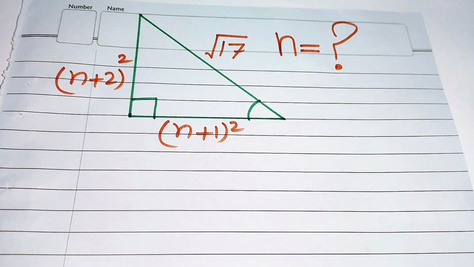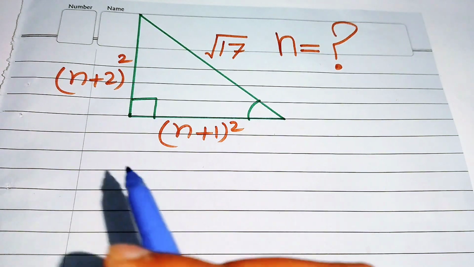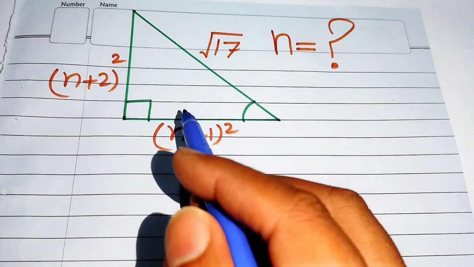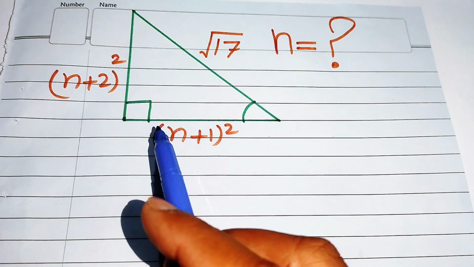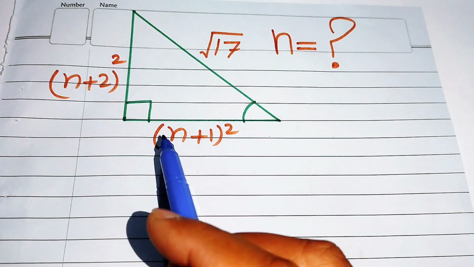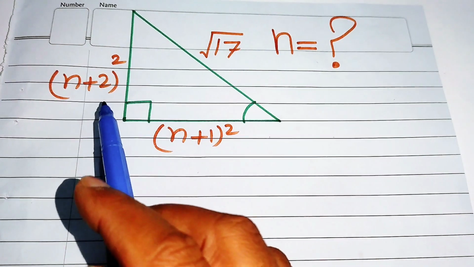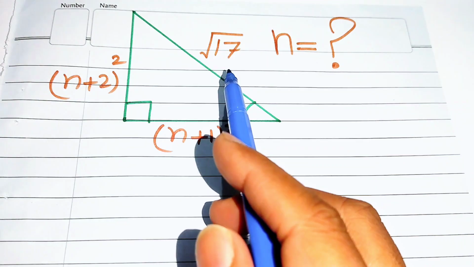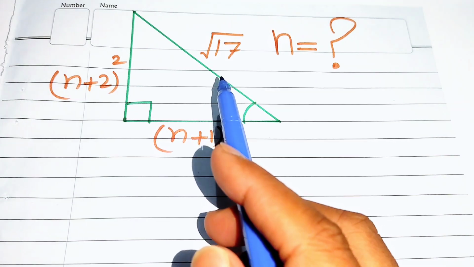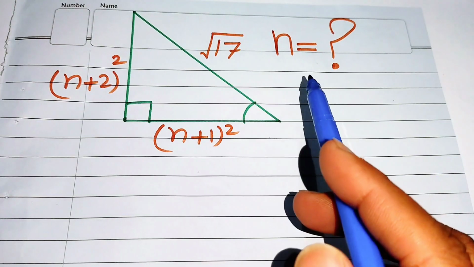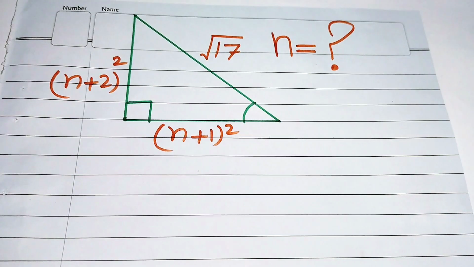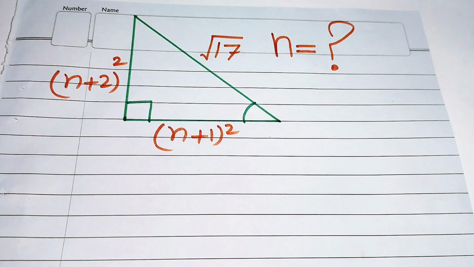In this video we are going to solve this nice math Olympiad geometry problem. Here we have a nice right triangle in which the lengths of its sides are (n+1)², (n+2)² and √17, and our target is to find the value of n. So here we use the Pythagorean theorem.